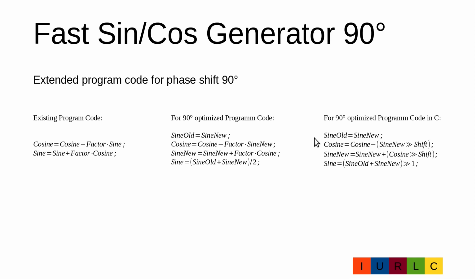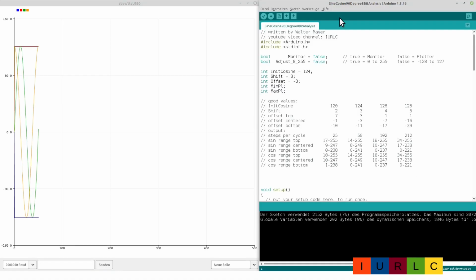The code in C looks like this. Sine old is sine new, cosine is cosine minus sine new shifted to the right by shift, sine new is sine new plus cosine shifted to the right by shift, and sine is sine old plus sine new shifted to the right by 1. Like last time, I will put the source code into the video description.